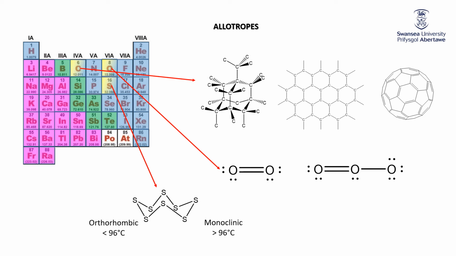96 degrees is the magic number for these. Orthorhombic is the stable allotrope, less than 96. Monoclinic is the stable allotrope, greater than 96. They both consist of this S8 puckered rings, which is the fundamental form of sulfur.